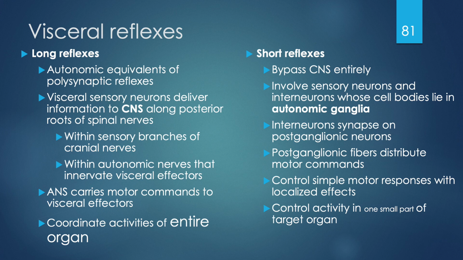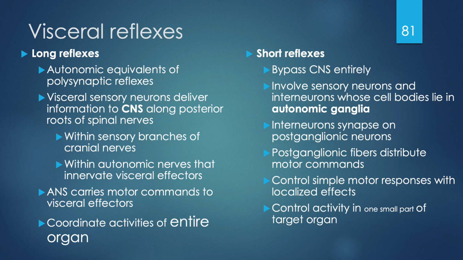Now the short reflexes bypass the central nervous system completely. They just have a sensory neuron and an interneuron, and the interneuron cell bodies are going to be housed in autonomic ganglia, which are outside of the central nervous system. So the interneurons there, which are the processing centers, are going to synapse on the postganglionic neurons, which then will have the postganglionic fibers extend to distribute out the motor command. So this allows for a very simple motor response with only localized effects.